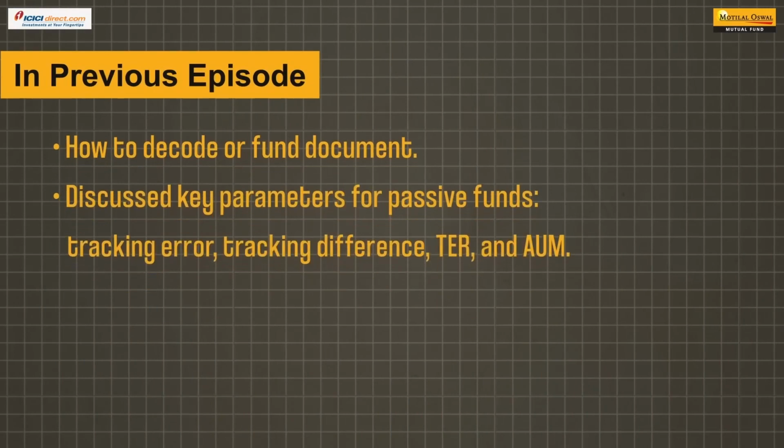In the last episode, we talked about how to decode a fund document. We helped viewers decode the fund document and discussed various parameters like tracking error, tracking difference, TER, and AUM that one should consider while choosing a passive fund. If you haven't watched that episode yet, be sure to check it out.